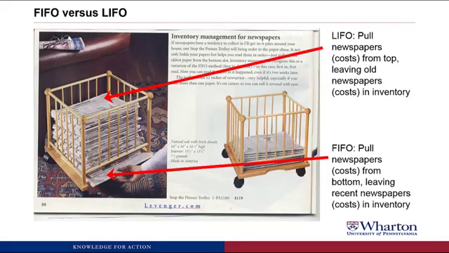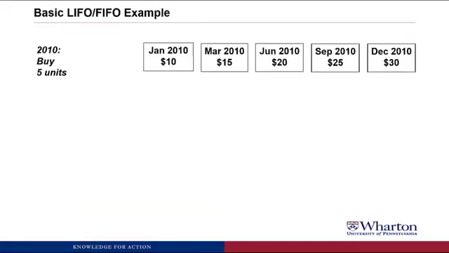For the FIFO method, which is really how this trolley was intended, you would throw your newspapers or your invoices or costs into the trolley, but then you would pull them from the bottom, which means you take the oldest invoices or oldest costs out to cost of goods sold, and what's going to be left in your inventory of costs are the most recent invoices or the most recent costs. So that's the difference between LIFO and FIFO, but remember, it's not flow of goods, it's flow of costs that we're talking about. So let's throw some numbers at this and see if we can do an example to see how LIFO versus FIFO can affect cost of goods sold and ending inventory.